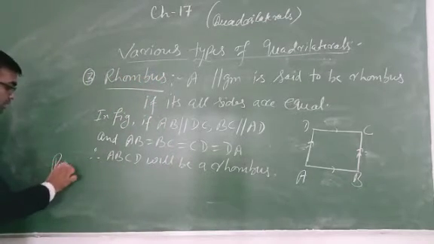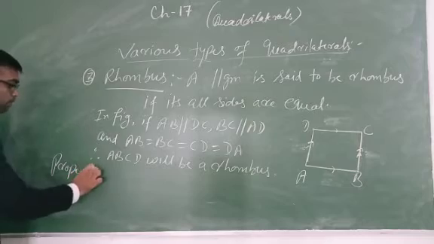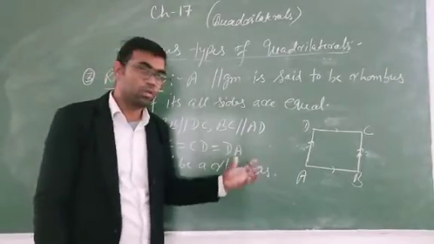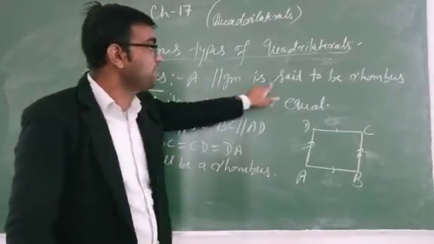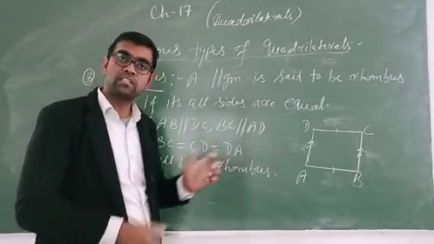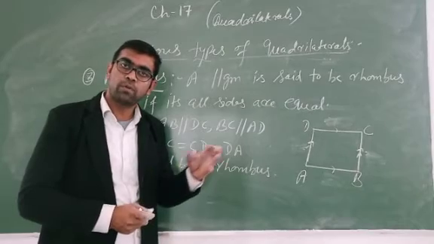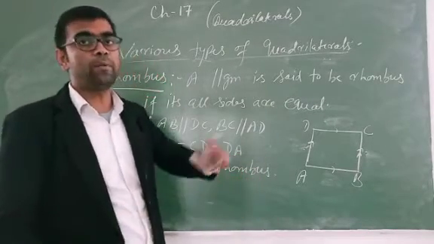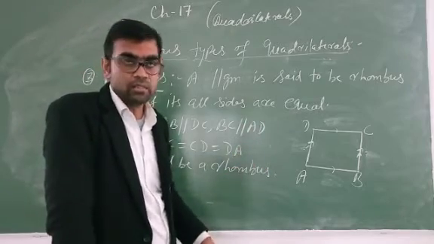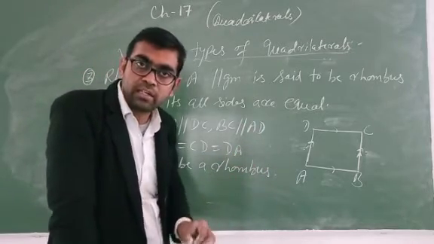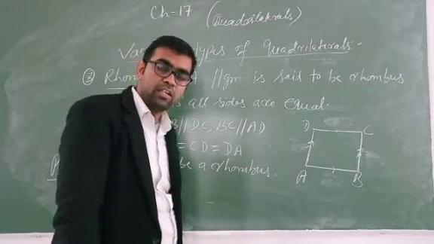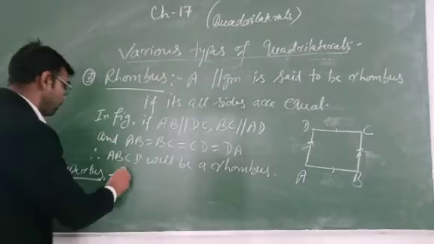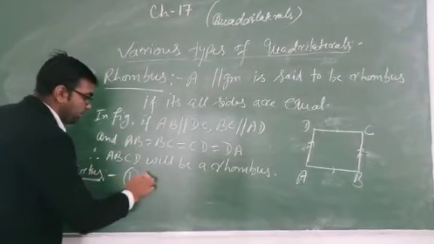Properties of rhombus. A parallelogram is said to be a rhombus, which means a rhombus is a parallelogram, so the properties of a parallelogram will hold. A rhombus holds all properties of a parallelogram. Means in a rhombus, opposite sides are equal, opposite angles are equal, and diagonals bisect each other.